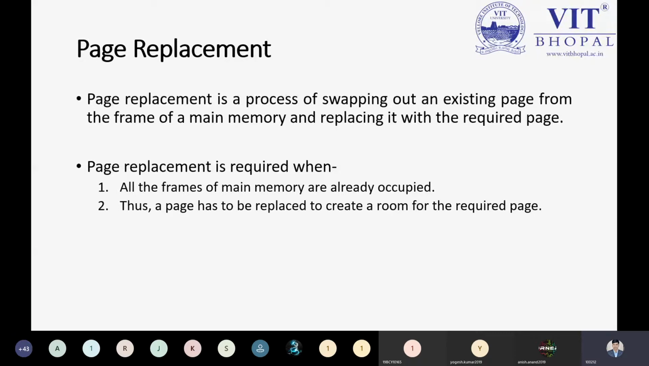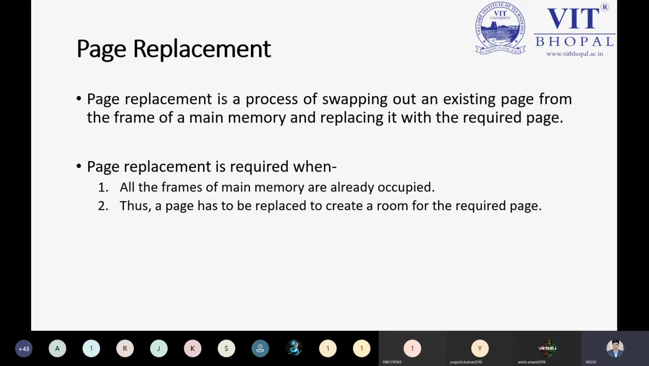Then the next page has to be replaced to create room for the required page. So a page has to be replaced to create the room for the required page. So in these two different conditions, we need to use page replacement. Page replacement is necessary or required when all the frames of the main memory are already occupied.